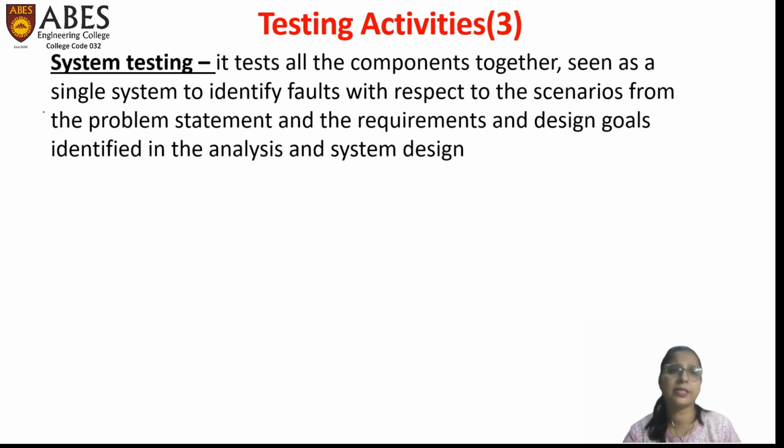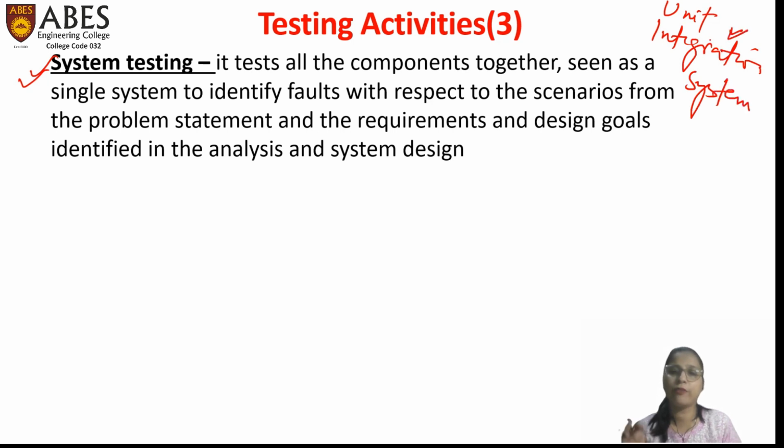Another testing activity is system testing, when you test a system as a whole. So remember all three terms: unit testing, integration testing, and system testing. In unit testing, you are testing individual components, an individual module alone, in a different testing environment. In integration testing, you start to combine them and see if they are performing well together. In system testing, you check all features in the system as a whole, right?